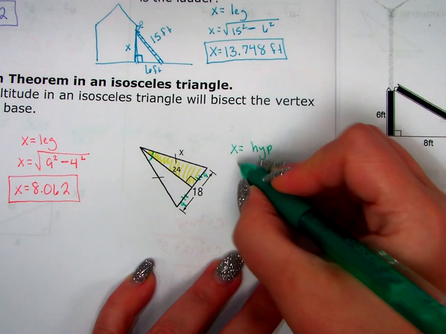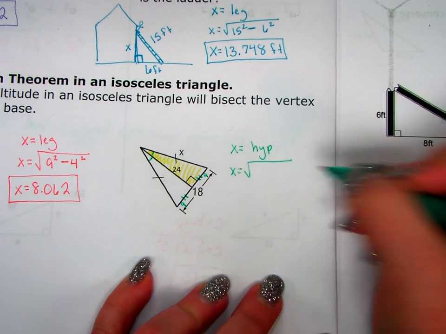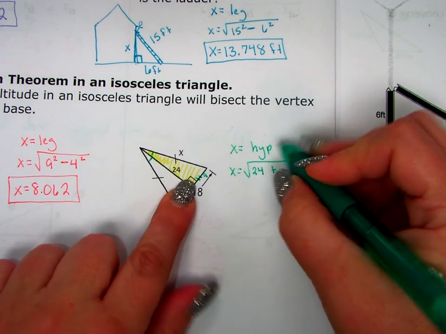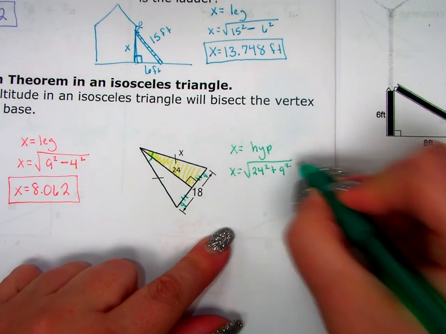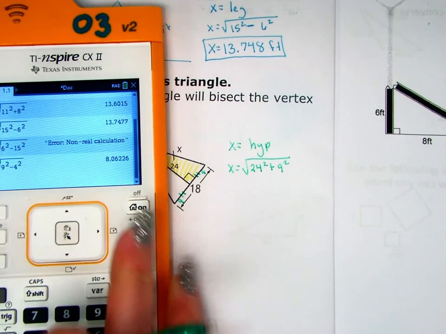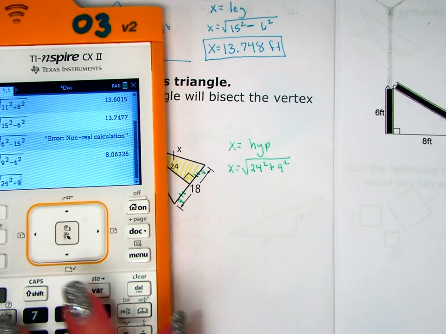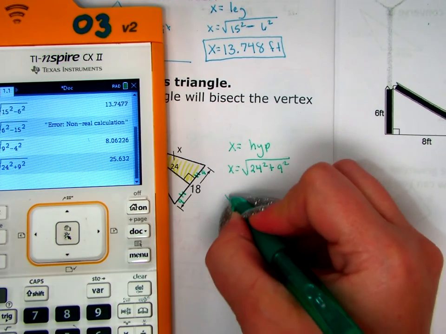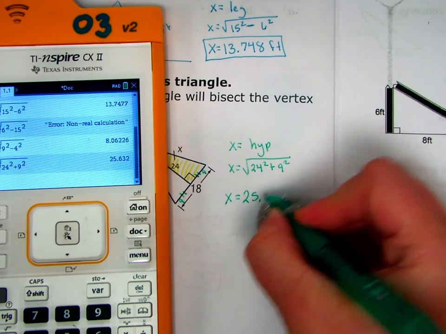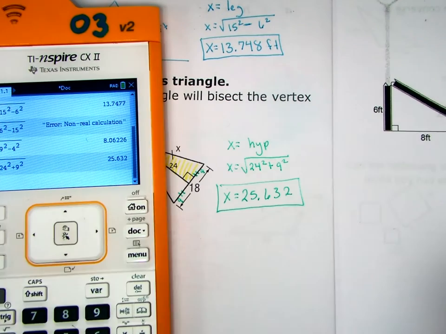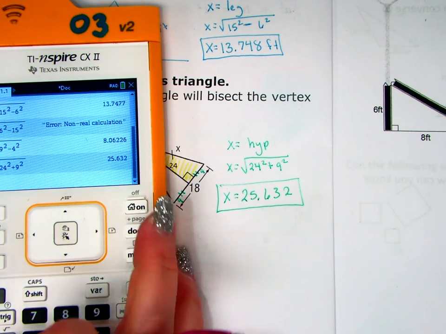Because I have the altitude this time. So am I going to add or subtract? Add. My 2 numbers are 24 squared and 9 squared. So the square root of 24 squared plus 9 squared gives me 25.632. I don't even have to worry about rounding. They've already done it for me. Questions? All right, 2 more.